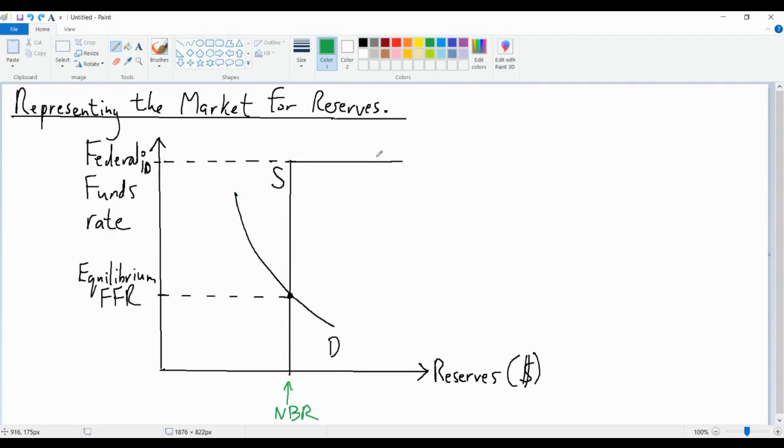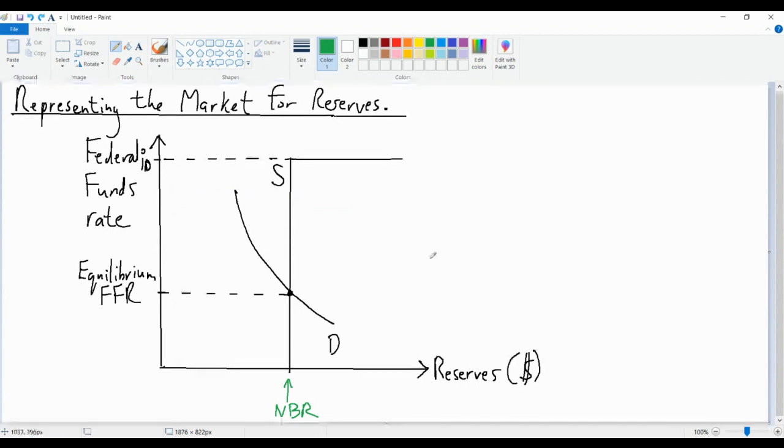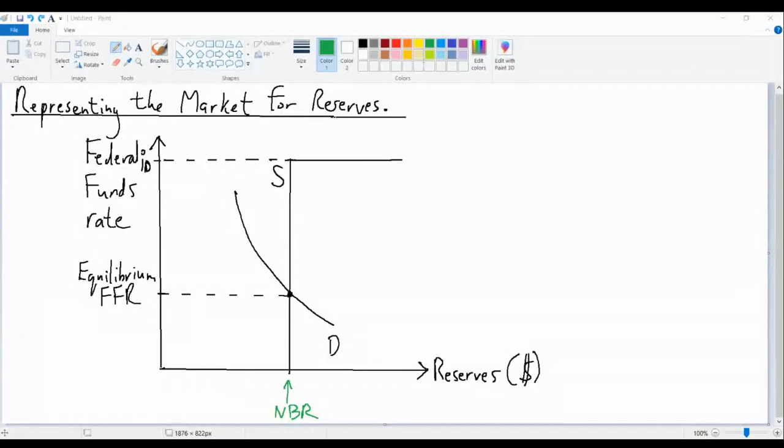All right? Because it's over and beyond what the open market operations determined. Okay? So that takes care of our second tool of monetary policy, which is making discount loans. What about the third tool? What's the third tool? The third tool was the discount rate.